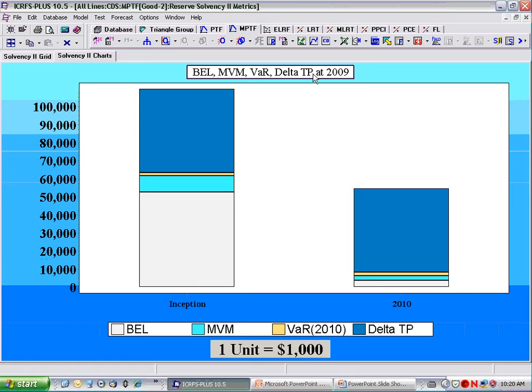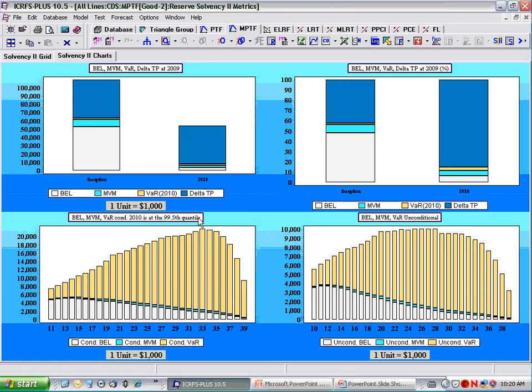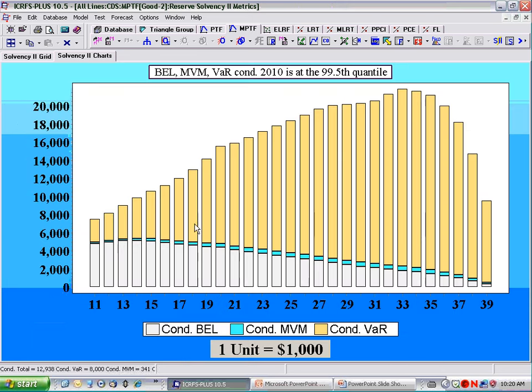So if you now look, these are just percentages. If the first year is in distress, the conditional VARs are very large. Okay, the conditional VARs are very large. That means that the conditional MVMs are pretty large.